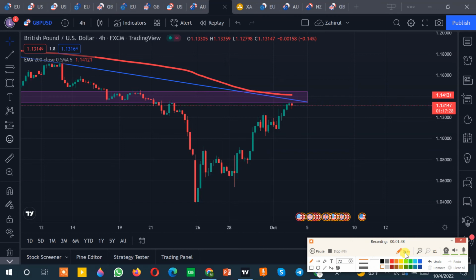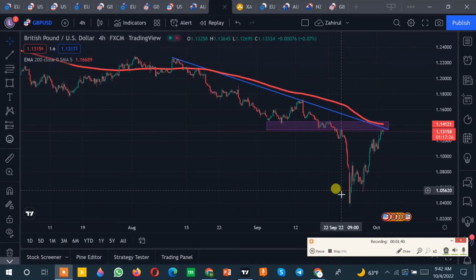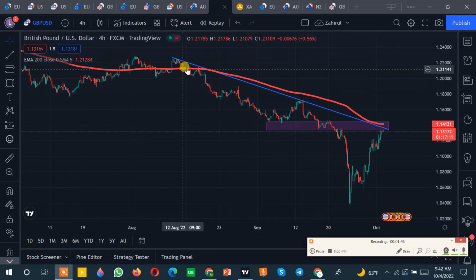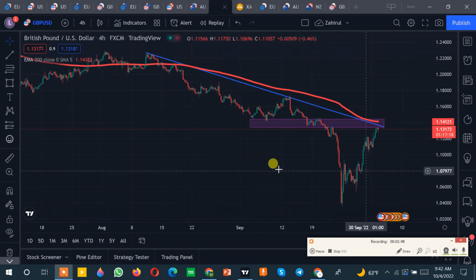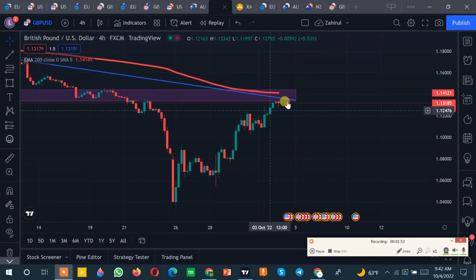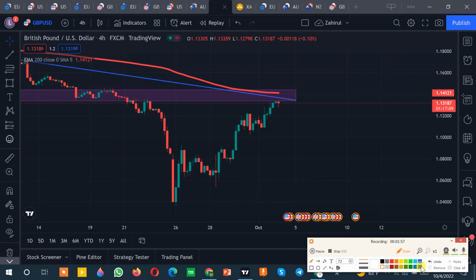And overall, this market is downtrend market because 200 EMA is above the current market. So this is the point to making sell from here. This is the selling point, and that's the selling area, sell area.